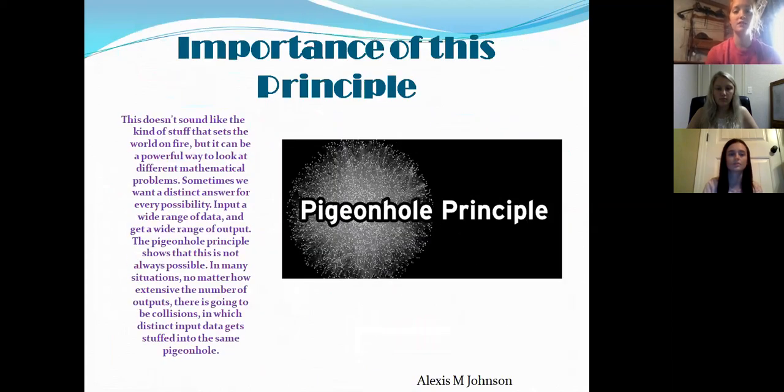The importance of this principle. This doesn't sound like the kind of stuff that sets the world on fire, but it can be a powerful way to look at different mathematical problems. Sometimes we want a distinct answer for every possibility, input a wide range of data, and get a wide range of output. The pigeonhole principle shows that this is not always possible. In many situations, no matter how extensive the number of outputs, there is going to be a collision in which distinct input data get stuffed into the same pigeonhole.